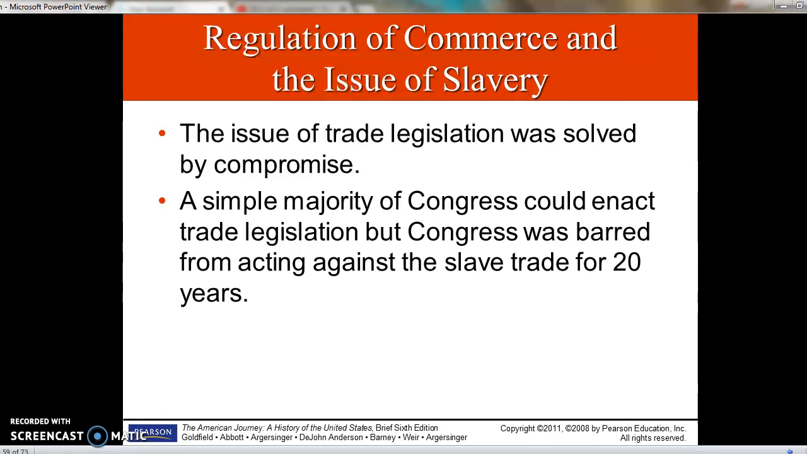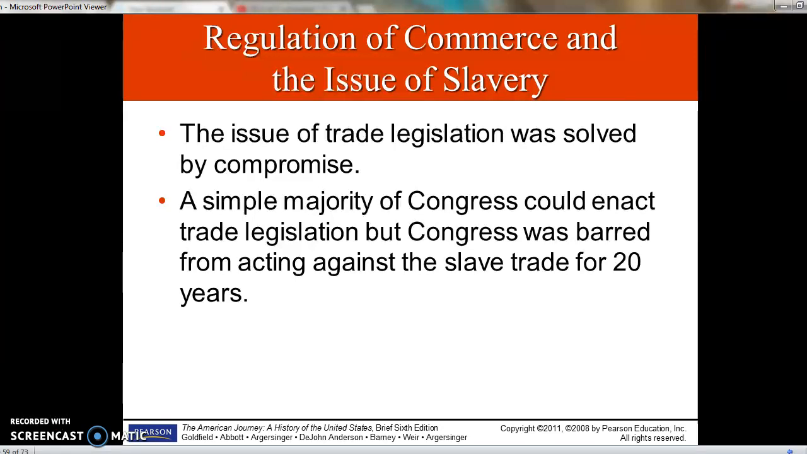The issue of trade legislation is solved with the compromise because they all work together. They just need a simple majority of Congress to enact any trade legislation. Okay, any law, simple majority. You get a simple majority, you're good to go. It becomes law. Well, one other step, but we'll get there in just a second.